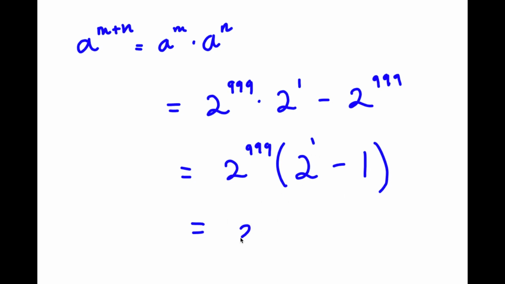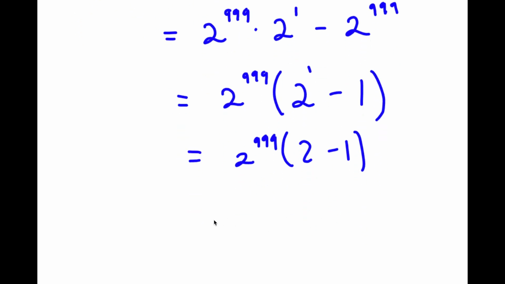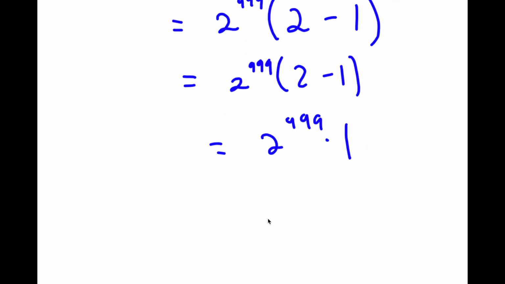2 to the power of 1 is 2. So now I have 2 minus 1, which is equal to 1. So I have 2 to the power of 999 times 1, which is simply equal to 2 to the power of 999.